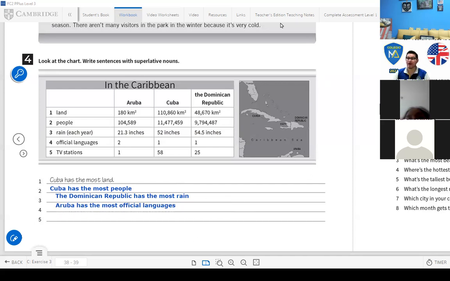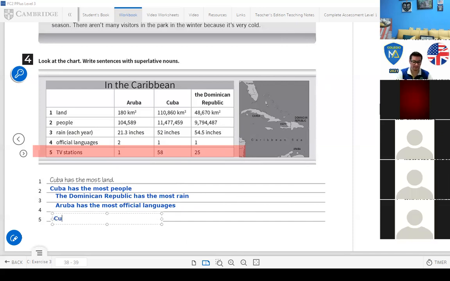Now let's see, number 5. TV stations 1, 55, and 25. What can we say here? That Cuba, right? Cuba has the most TV station or TV stations in plural. Okay, those are the answers. Really, really easy. Remember, we are using superlatives. Estamos utilizando los superlatives. Okay.